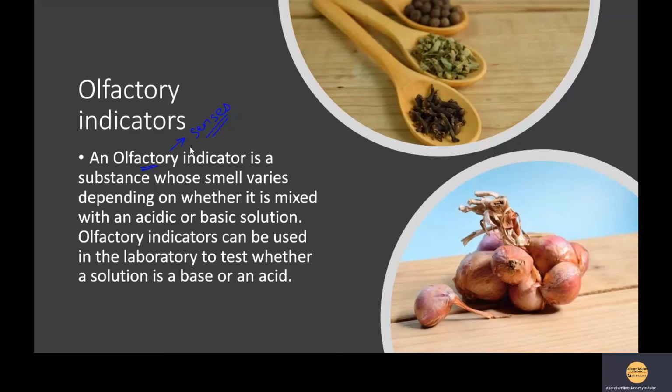So what is happening is that olfactory indicators are substances which, when added to acidic substances, have a different smell, and when they are added to a basic solution, their smell is something different. Now olfactory indicators can be used in the laboratory to test whether a solution is a base or an acid. The most common examples are onions as well as cloves. These are the best examples of olfactory indicators.